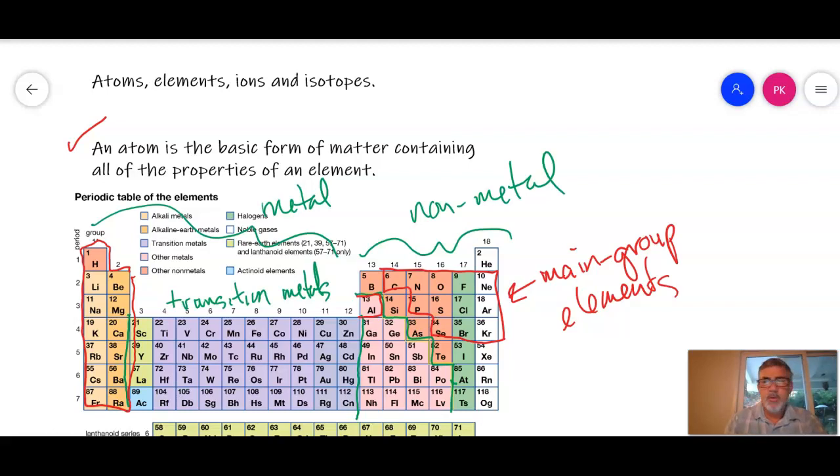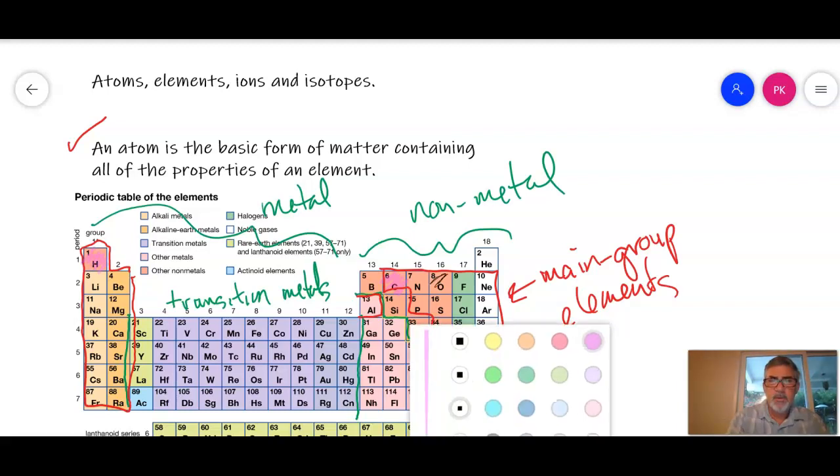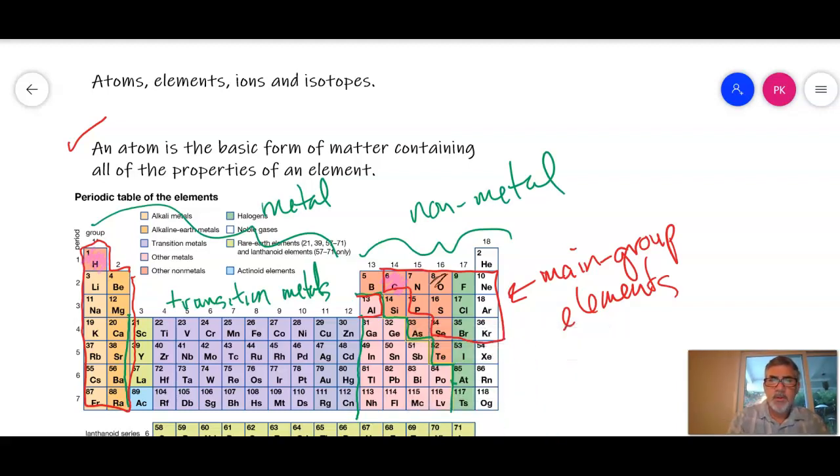All right. The human body is made mostly of carbon, hydrogen, oxygen, nitrogen, and phosphorus. Those five elements probably make up about 90% of your body: carbon, hydrogen, oxygen, nitrogen, and phosphorus.